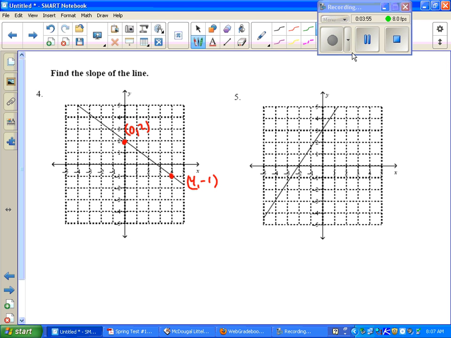You have to count. Remember, your slope is how many times you go up and down over how many times you go left or right. Your rise over your run. If you go up, it's positive. Down, it's negative. If you go left, it's negative. To the right, it's positive.